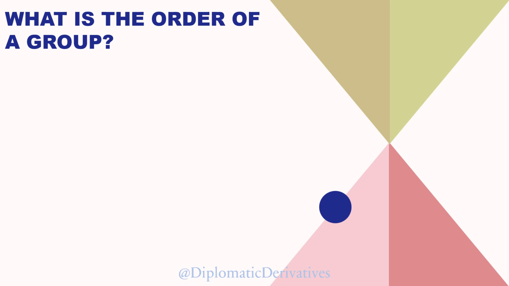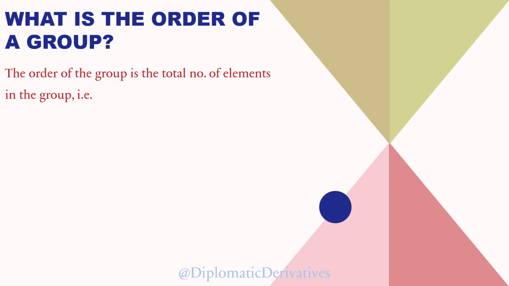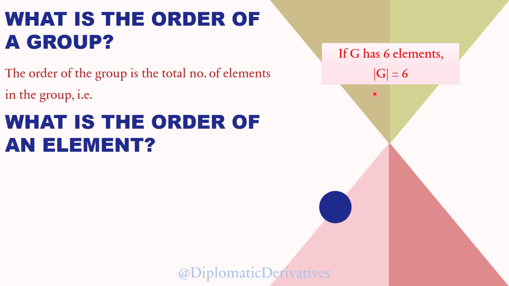To say the least, the order of a group is the total number of elements in the group. That is, if G has 6 elements, the order of the group is 6. This is how we represent the order of a group, by writing 2 lines and the alphabet of the group, that is the notation of the group, in the center. So the order of G is 6 if the number of elements inside the group is 6. A very simple concept. But the next concept is, what is the order of an element?